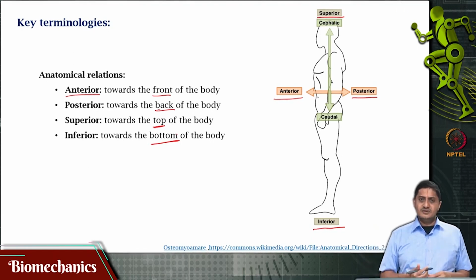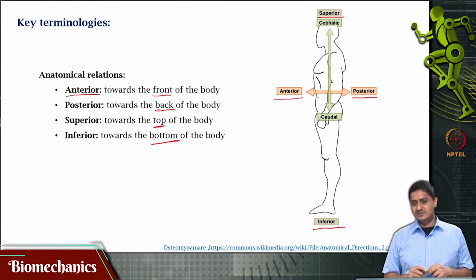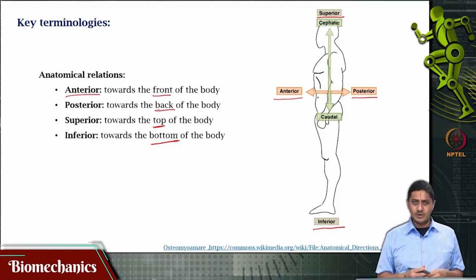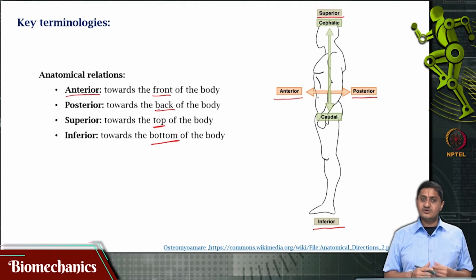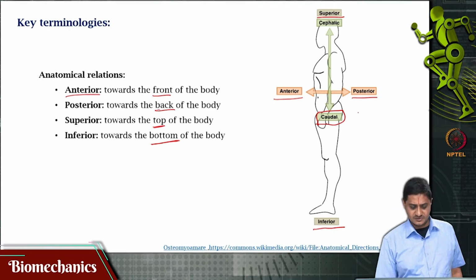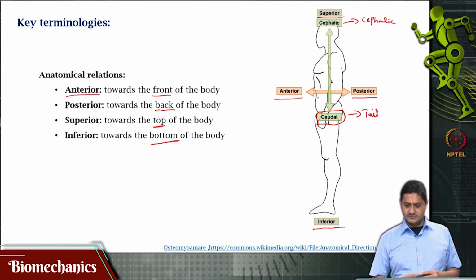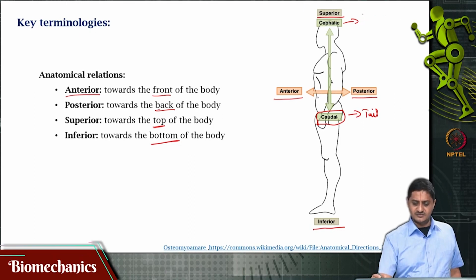Also, sometimes we are interested in classifying the movements as to whether it is closer to the head or whether it is closer to the tail. Although humans do not have a tail, we do have a tailbone. So, those parts of the body that are closer to the tail are called caudal, and those parts of the body that are closer to the head are called cephalic.